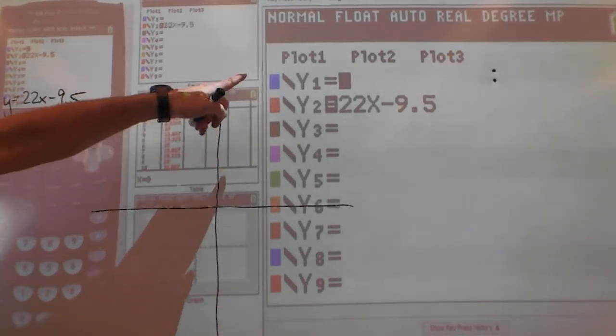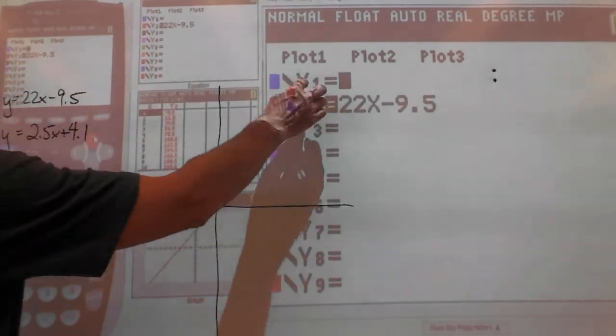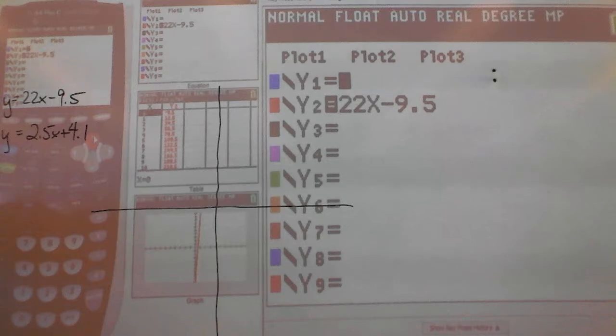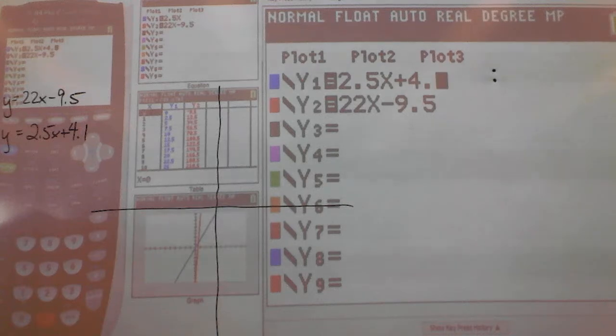Use the cursor to move up to your second equation, y equals, and then we'll plug in our second equation, which is 2.5x plus 4.1. So 2.5, hit the variable key, which is x. Oh, that's interesting. I almost made another mistake. So let's get rid of one of those two. So just press the delete button. So 2.5x plus 4.1. There's our two equations.